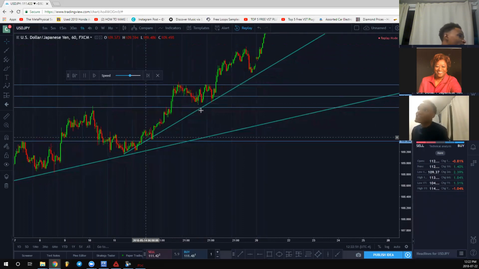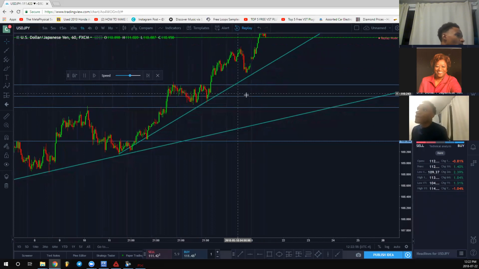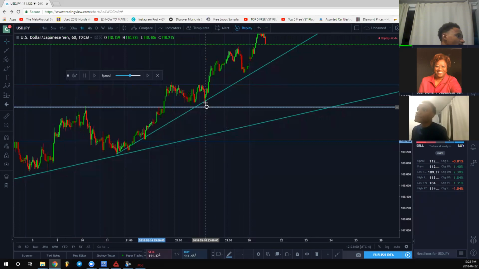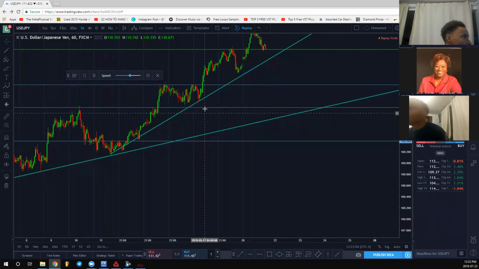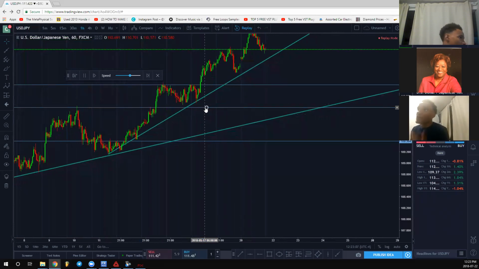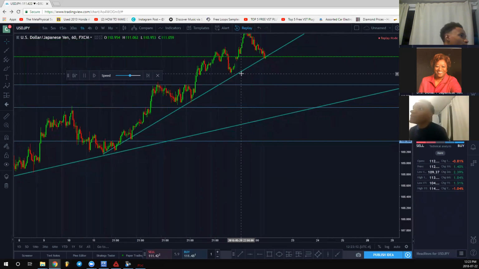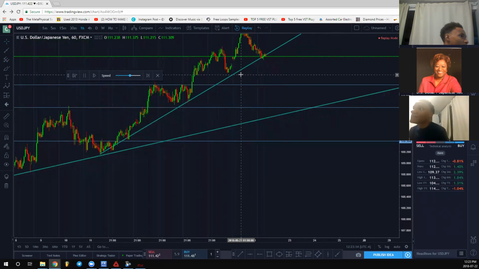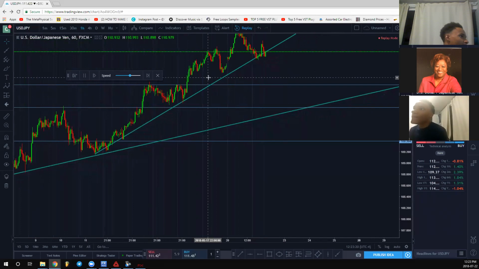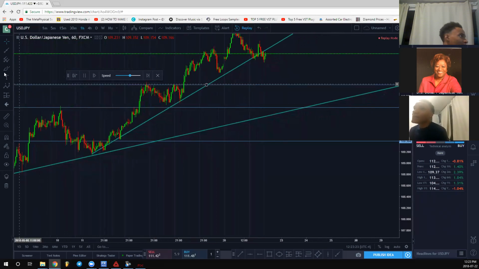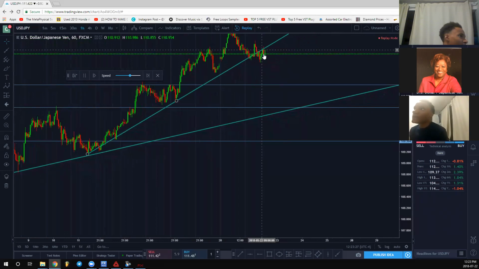But look, it respected our trend line all the way. All the way. So I'm just letting it play out until we get a break of the trend line. Boom. Test, test, test, boom. Whoa, we're breaking the trend line, guys. Now look what's going to happen. Look what's happening now. It's going on the other side of the trend line.